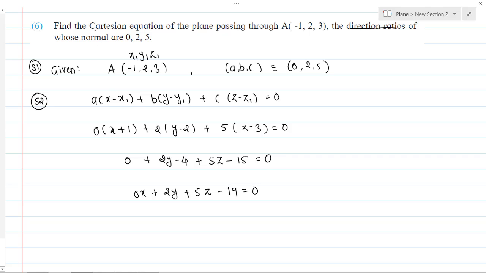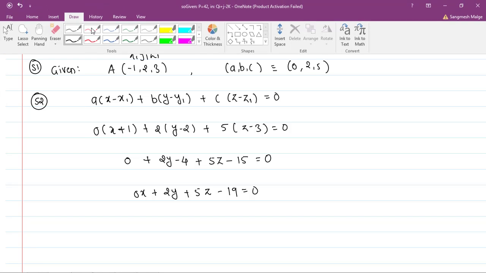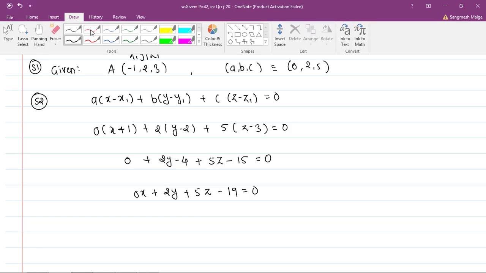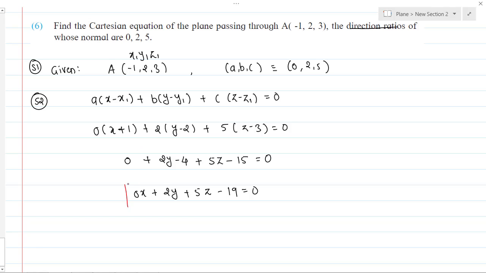So they are asking the same equation. So this becomes my Cartesian equation of the plane. Okay, so let me highlight this. So this becomes the Cartesian equation of the plane, which is nothing but 0x plus 2y plus 5z minus 19 equals to 0. Great. Now let's see the next question, question number 7.